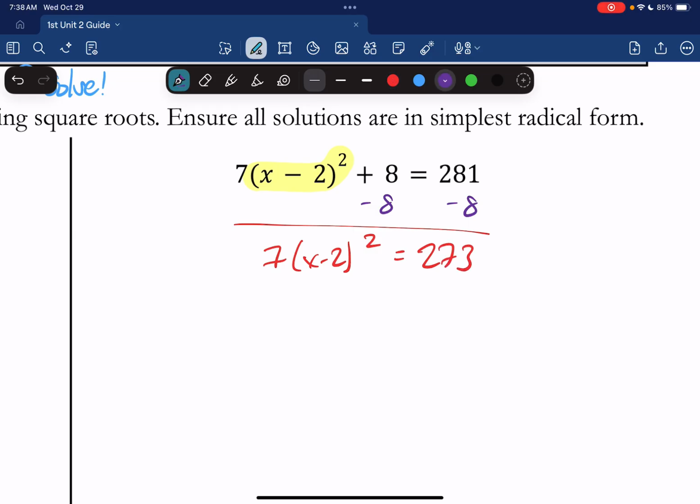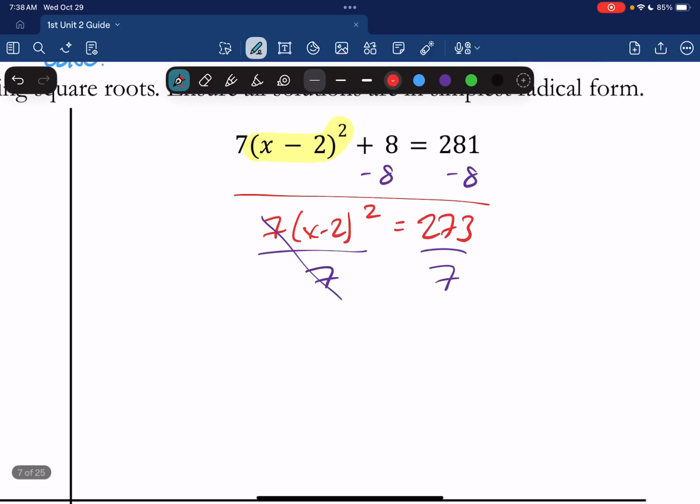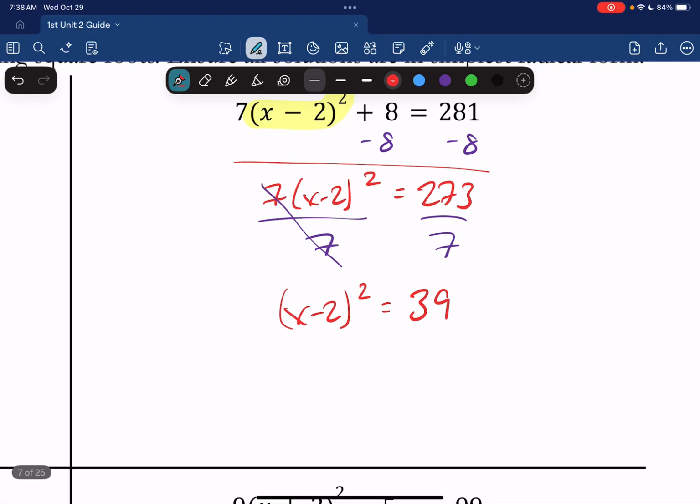The next thing I need to do is divide by 7. So those 7s are going to cancel out. So I get (x minus 2) squared is equal to 273 divided by 7, which is 39. And now, since my squared term is alone, I'm going to square root both sides. And we've got to make sure we don't forget the plus or minus. So square root and square cancel, leaving me x minus 2 is equal to plus or minus the square root of 39.